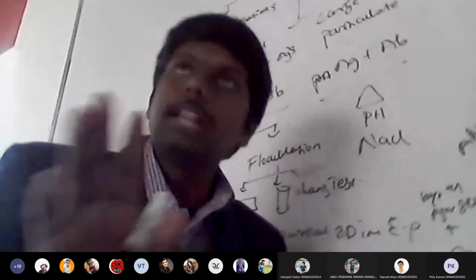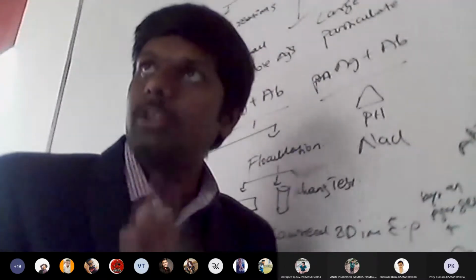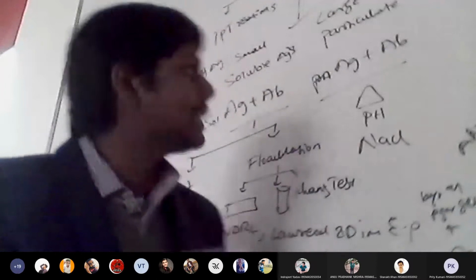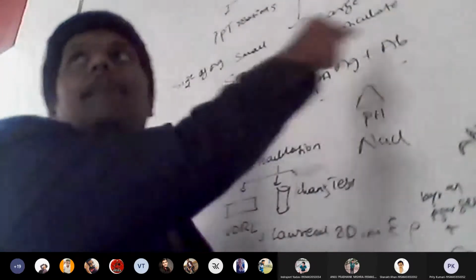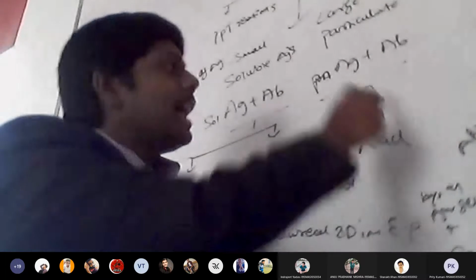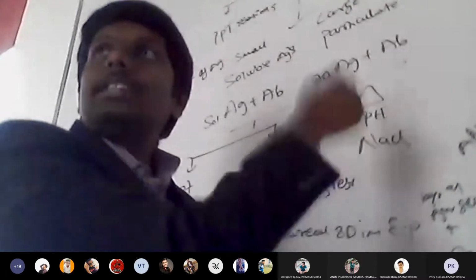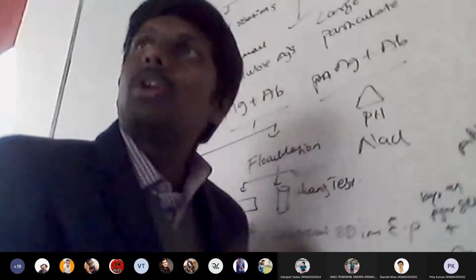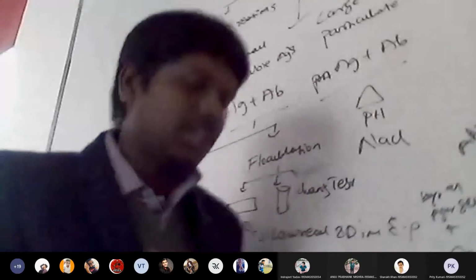I am not going to tell the definition. You already know the definition of agglutination test. The definition of agglutination test is: a particulate antigen will bind with its corresponding antibody in the presence of NaCl at optimum pH and temperature, resulting in formation of insoluble complexes called agglutination reaction.